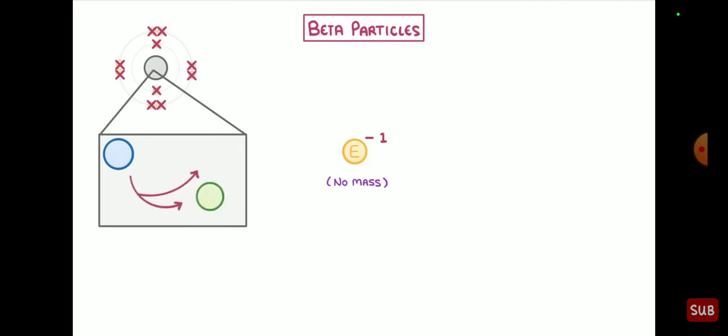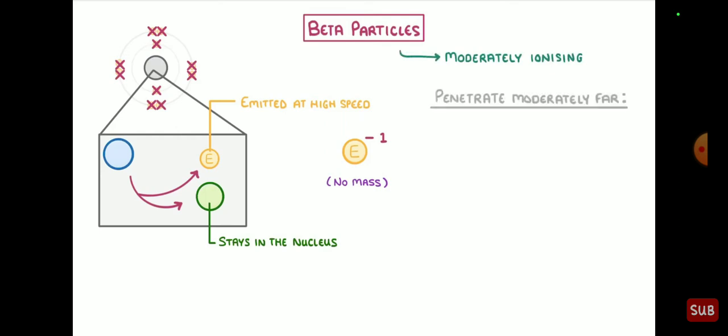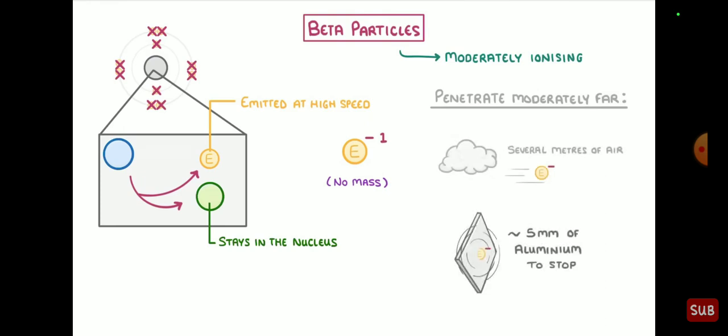Next up, we have beta particles, which are just electrons. So they have a charge of -1 and virtually no mass. Now, the weird thing is that electrons aren't emitted from one of the atom's shells. Instead, one of the atom's neutrons decays into a proton and an electron. The proton stays in the nucleus, but the electron is emitted out at high speed. Because beta particles are pretty tiny, they are moderately ionizing, and they penetrate moderately far into materials. For example, it would take several meters of air, or about 5 millimeters of aluminium to stop them.